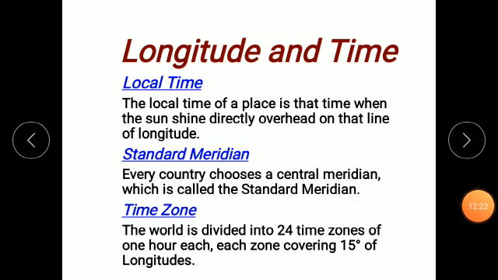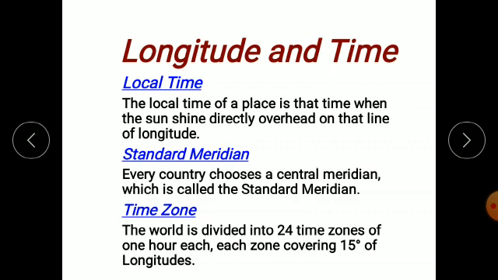Next is the standard meridian. Local time on different meridians is different. This leads to a lot of confusion. To avoid this, every country chooses a central meridian. This is called the standard meridian of that country. The local time on this meridian is adopted as the standard time of the country.